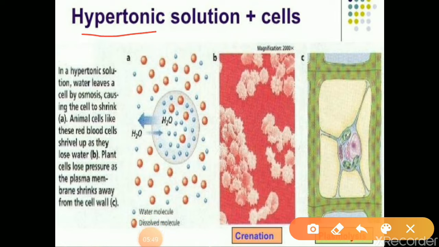When we keep a plant cell in hypertonic solution, what will happen? It will shrink. That means plasmolysis will take place. But what is plasmolysis? The withdrawal of the cytoplasm from the cells. That condition we call plasmolysis. It means all the water content from the cell will be lost and finally it will shrink. That cell we call a plasmolyzed or flaccid cell.